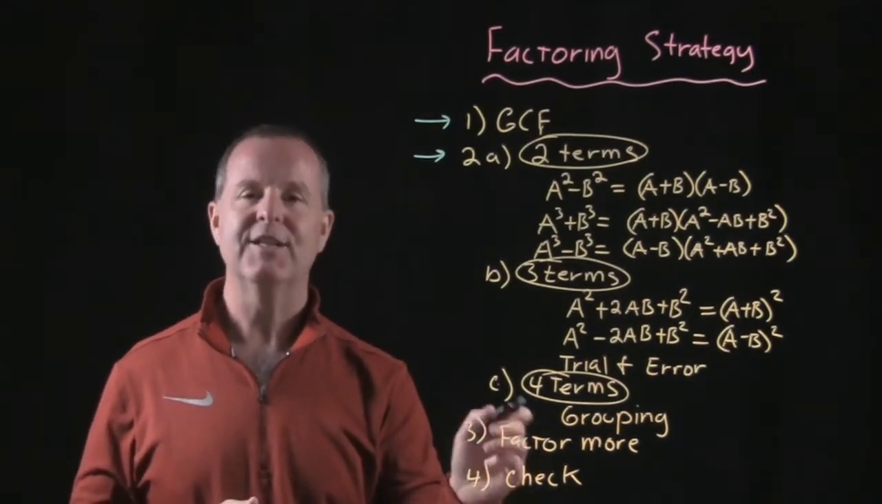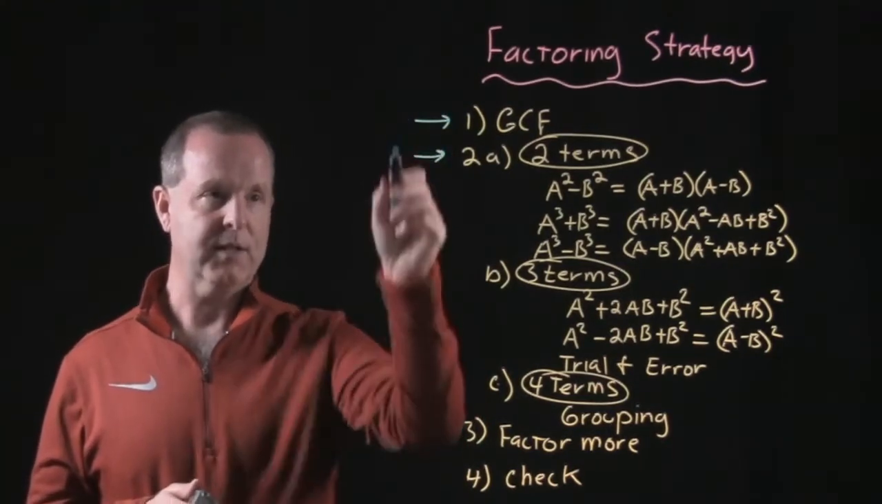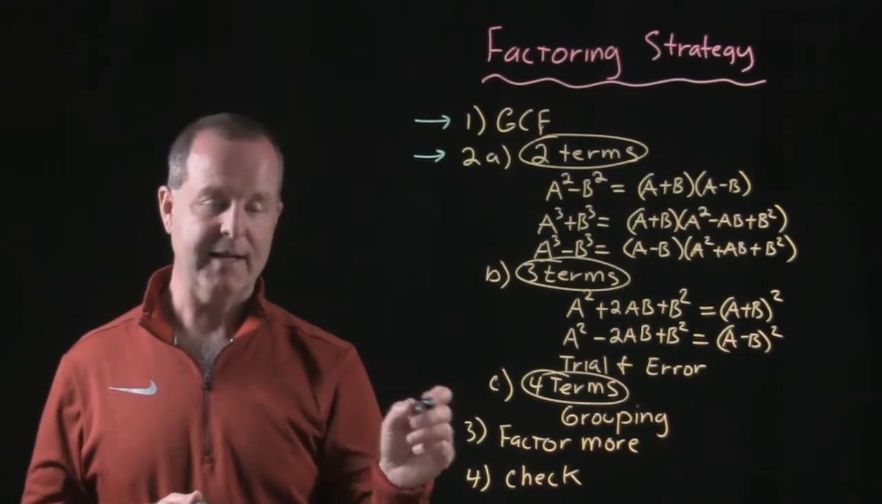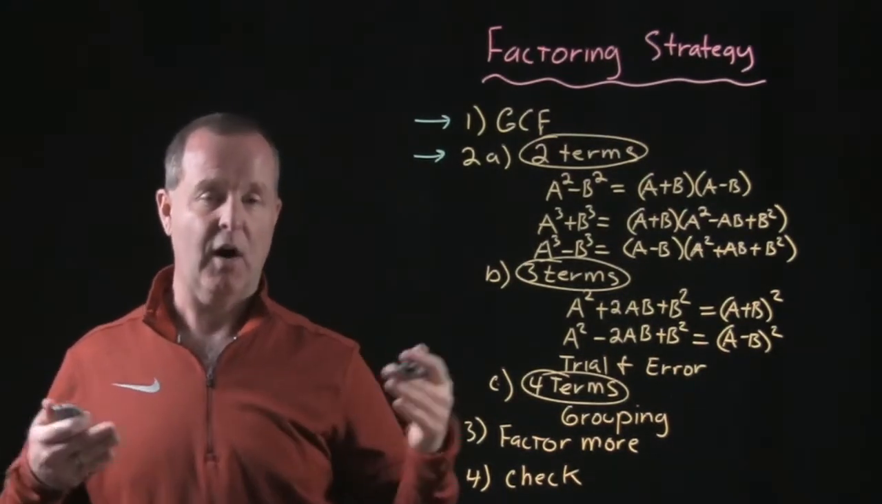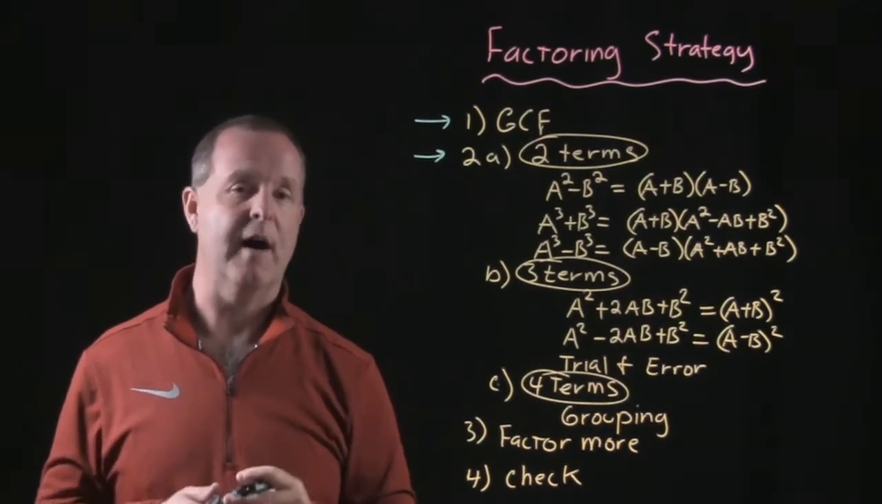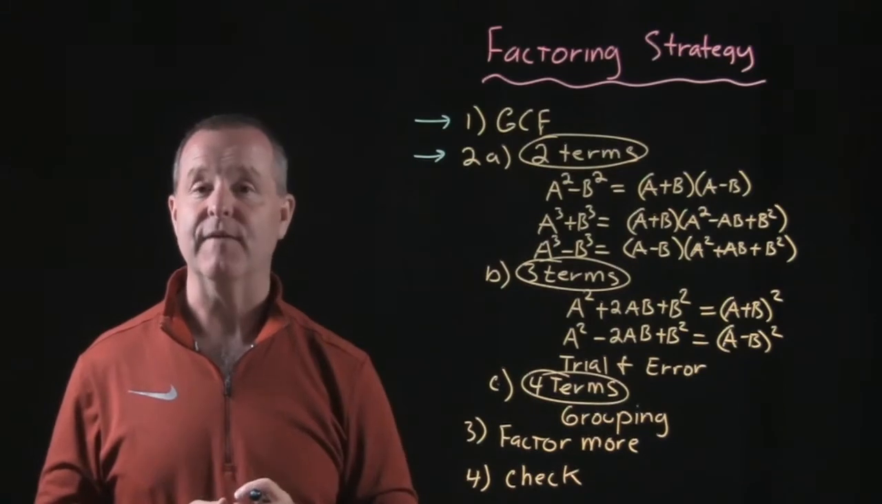And lastly, check your solution. Because remember, multiplication is one way, so we're factoring down and we can take a result and multiply back. Multiplication and factoring are the same processes, just going in opposite directions. So you can always check your solution to see if it works.